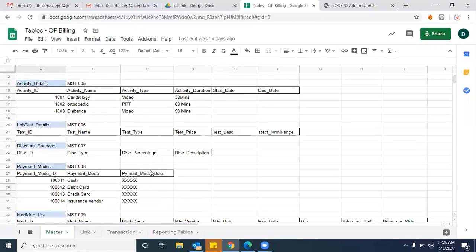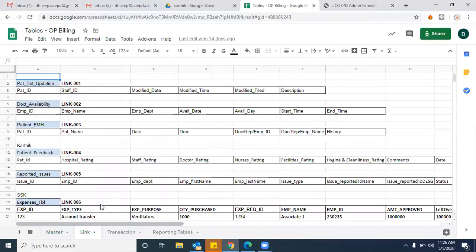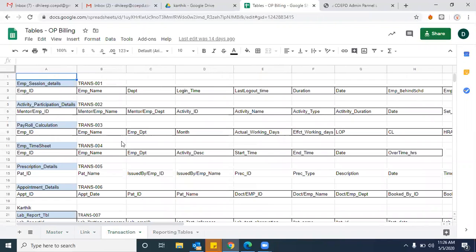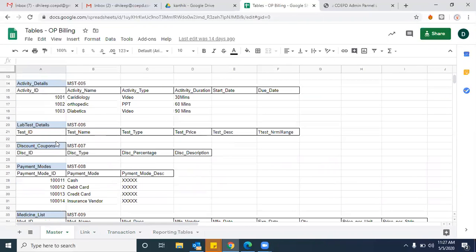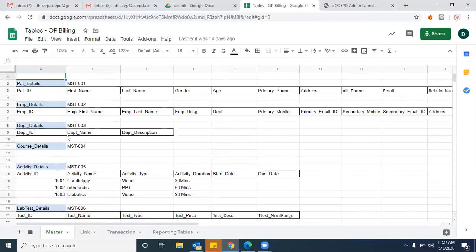Go up. I asked you, but I forgot it. Go up. Payment modes. Probably it's a transaction table. No, but it's there in a master table. Employee session details. Login time. It's one of the relevant login tables. And login details, did I mention anywhere here? Yes, we have just mentioned it somewhere.